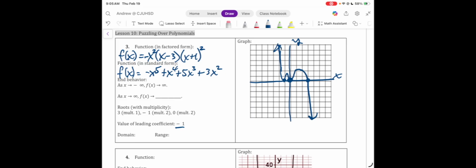Now, we don't say that that is absolutely the graph, but it's pretty close. And this is going to -infinity. The domain would be, again, all real numbers, and the range is all real numbers. On cubics, on odd degrees, that's usually what it is. I mean, unless you have some other restriction. And there are no restrictions here.